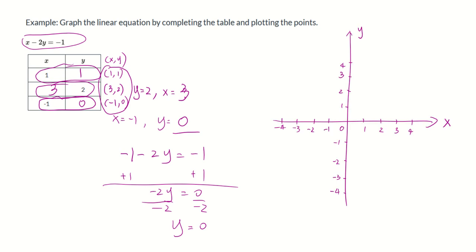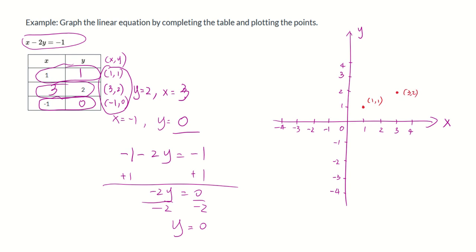Okay, here is a coordinate plane. Now I want you to pause the video and plot the points and draw the line yourself. And when you're done, you can click play and see if you get it right. Okay, so the first point is 1, 1. x is 1, y is 1. It's right here. Second point is 3, 2. When x is 3, y is 2. So it's right here.